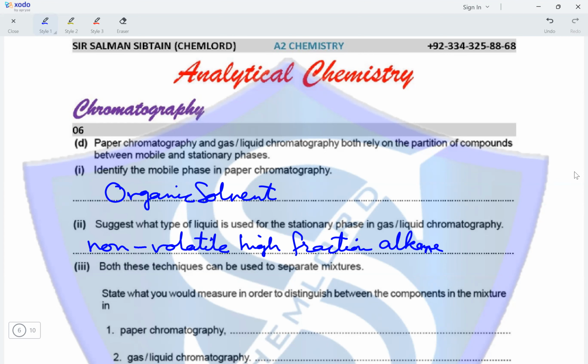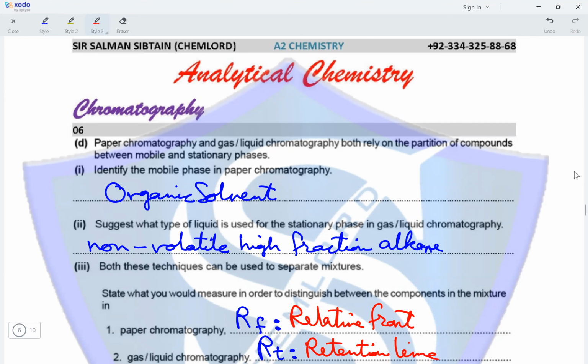State what you would measure in order to distinguish between the components in the mixture. In paper chromatography, we would measure the Rf value, and in gas liquid chromatography, we would measure the Rt value. Rf stands for relative front, and Rt stands for retention time. Relative front is the ratio of the distance traveled by the solute divided by the distance traveled by the solvent, and retention time is the time spent inside the glass column of the GLC apparatus.